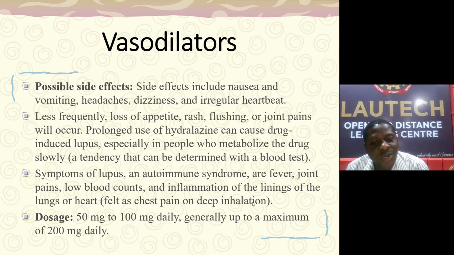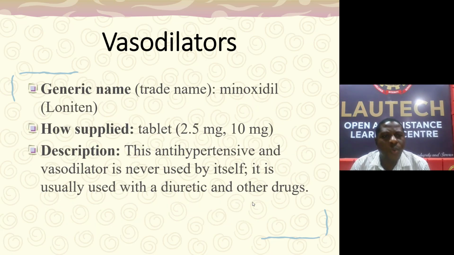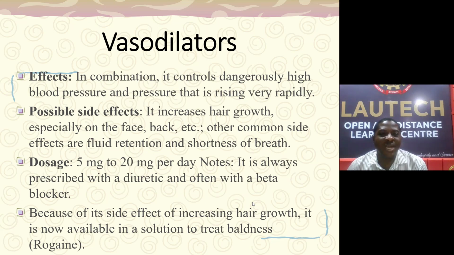Dosage: 50 to 100 milligram daily, generally up to a maximum of 200 milligram per day. Another example is minoxidil, that's Loniten, supplied in tablet form of 2.5 milligram and 10 milligram. Description: this antihypertensive and vasodilator is never used by itself, usually used with a diuretic and other drugs. They are not always used alone or in isolation. They are used in combination with what? Diuretics and other drugs.